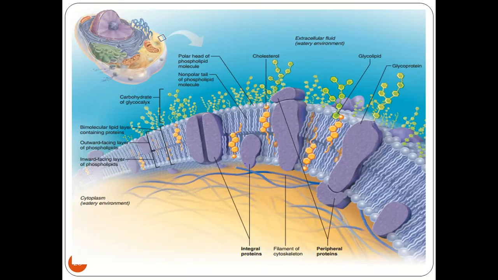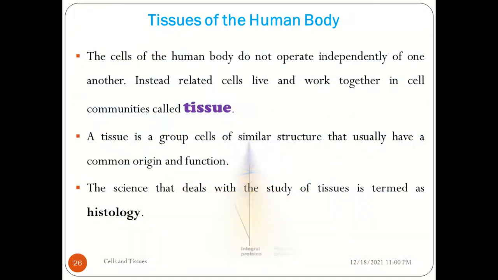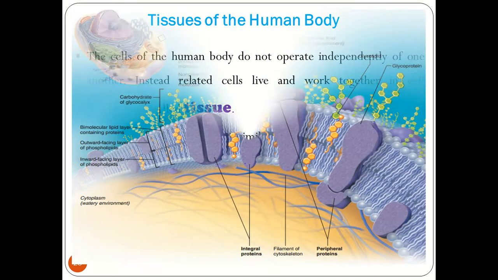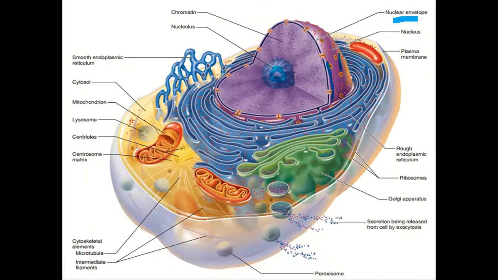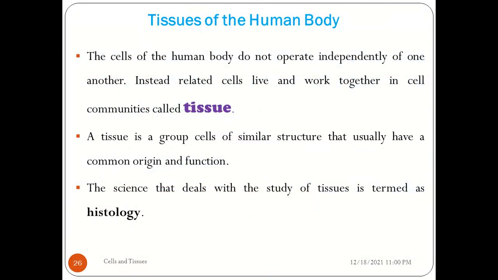Next, this is the plasma membrane. This is the phospholipid bilayer. This is the head, this is the tail. This is an integral protein, and this is a peripheral protein. We covered this last time, and now this is all about the cell.